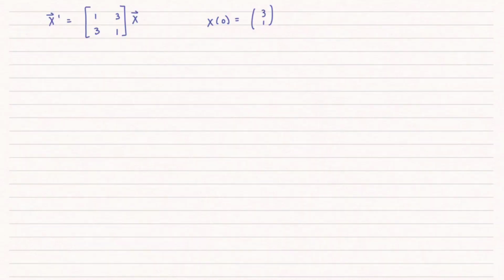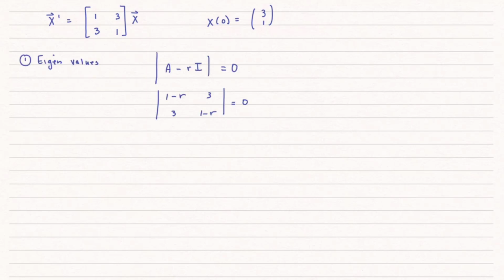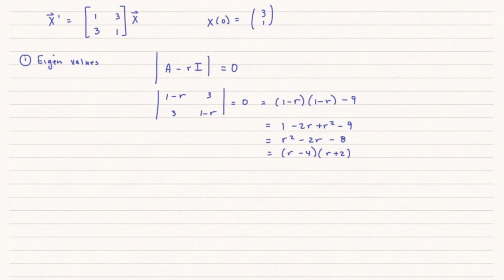So here's my problem. X prime equals the matrix 1, 3, 3, 1 times x. And my initial condition is x(0) equals the vector 3, 1. First, we find the eigenvalues. So when I take the determinant of A minus rI and set that equal to 0, I get the following matrix. When I take the determinant, this is what I get, and after I multiply everything out and combine like terms, I get this, and finally I'll factor. So this means I have two distinct real eigenvalues. r1 is equal to 4 and r2 is equal to negative 2.